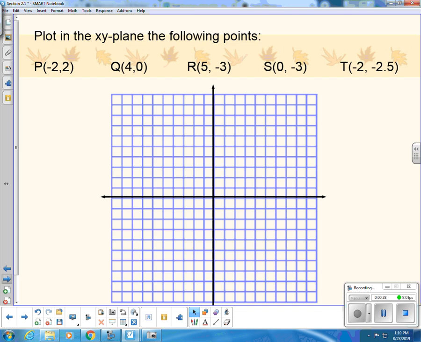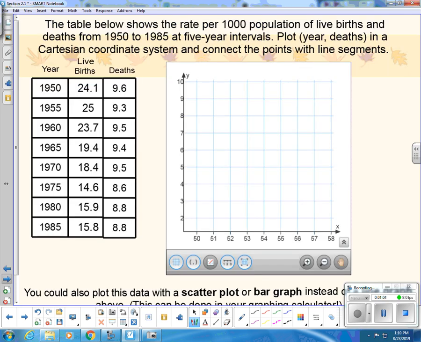I'm going to go ahead and plot these for you because I know you don't want to. So P is negative 2, 2. We're all good. X comes first, then Y. If there's a 0, then you have either an X or a Y intercept if you have a function. It's on the axis there. Everyone is good. We know how to plot. We're in college algebra. Okay, happy.